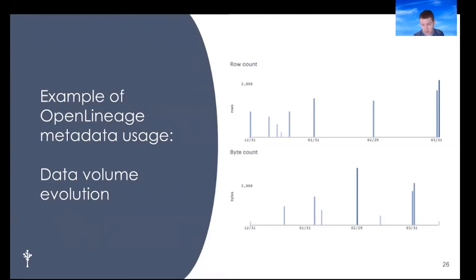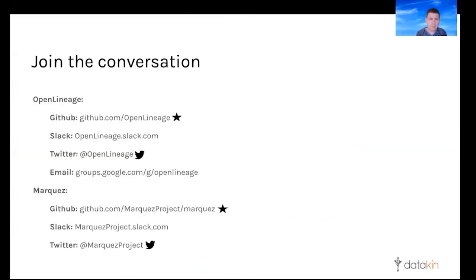And so this is really useful to be able to track data volume evolution as a kind of coarse-grained quality metric. It also helps with debugging performance issues where suddenly the data volume increases and causes a job to run much slower. And so to finish this talk, I would encourage all to join the conversation.